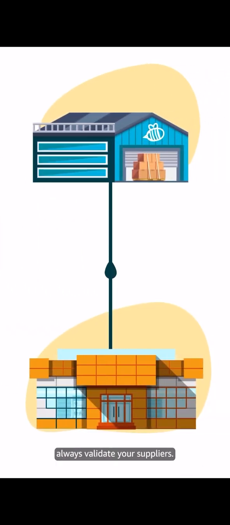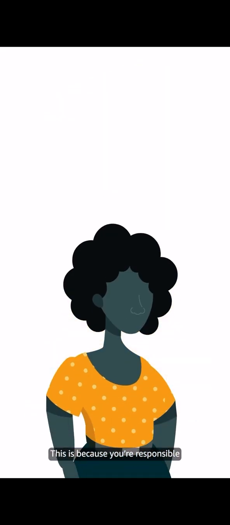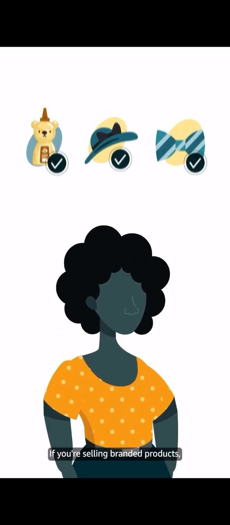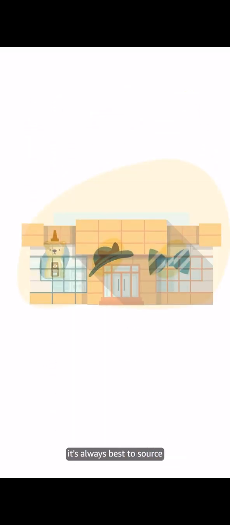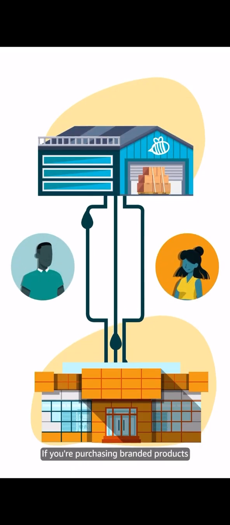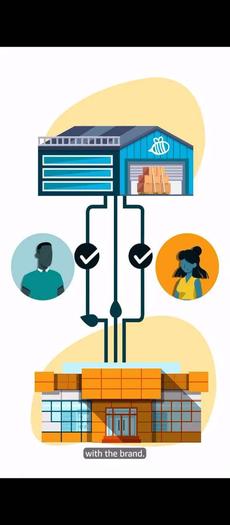First, always validate your suppliers. This is because you're responsible for sourcing and selling authentic products. If you're selling branded products, it's always best to source directly from the brand or from one of their approved distributors or wholesalers. If you're purchasing branded products through a distributor or wholesaler, you'll need to make sure they have a reliable relationship with the brand.